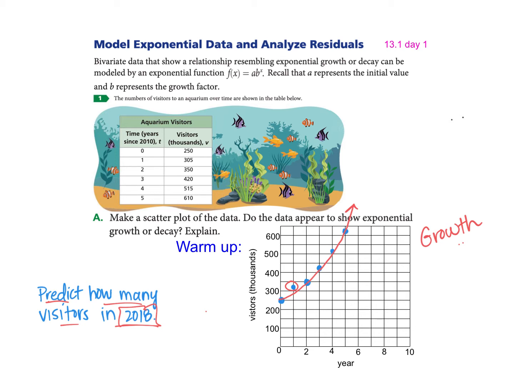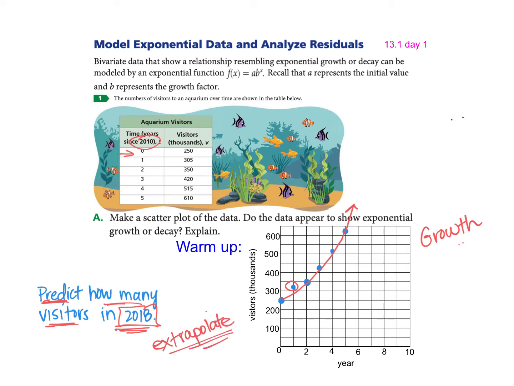Now, what if I asked you to predict how many visitors there will be in the year 2018? Basically, right now 2010 is the 0 year, so 8 years from there. How many visitors do you think there will be? Just make a prediction and write it down. When we are making a prediction like that, it is called extrapolating. So could you extrapolate how many visitors are in 2018?